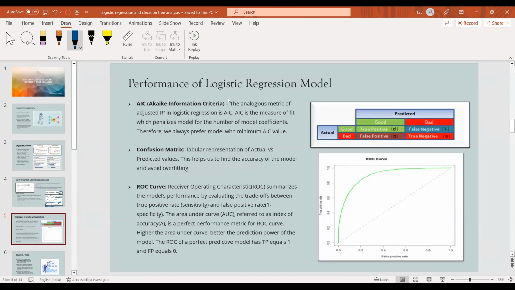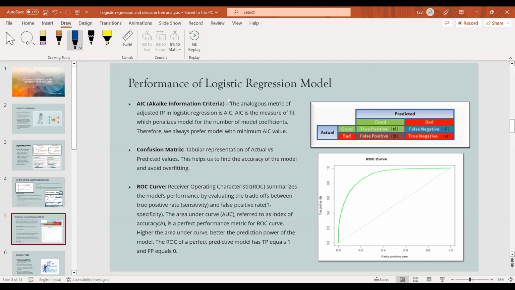So now we have run the logistic regression and we get a certain output. And what are the evaluation metrics which we use to evaluate a logistic regression model? Like, what is the fit of a logistic regression? What is the accuracy level? And how did our logistic regression model perform? So here, for example, the first is AIC.